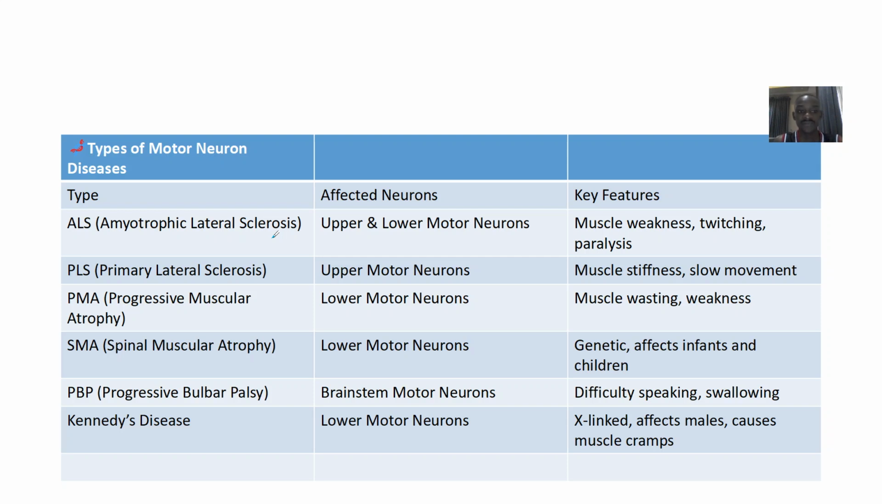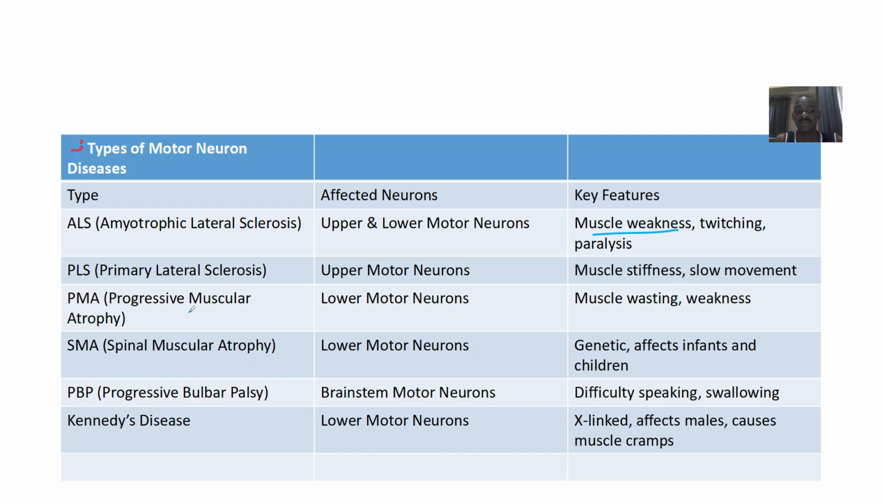So we have different types of it. We have amyotrophic lateral sclerosis. This one is the upper and the lower motor neurons that are affected. So there's muscle weakness, muscle twitching, and also paralysis. The primary lateral sclerosis, this one is the upper motor neurons that are affected. It's characterized by muscle stiffness and slow movement.